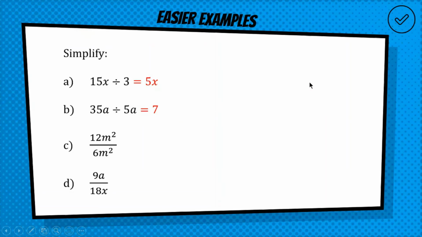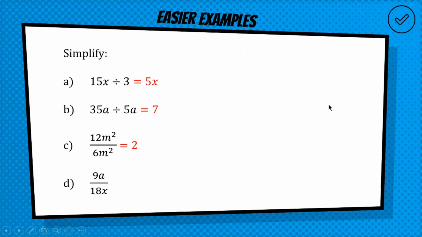Okay? Similar situation for the next one. We have 12m squared, and again, a fraction is the same as a division. So we have 12m squared divided by 6m squared. Okay, so 12 divided by 6 would be 2, and m squared divided by m squared, well, you're dividing it by itself. So again, you get a 1, which in turn is kind of invisible. So your final answer for this one should be just 2.